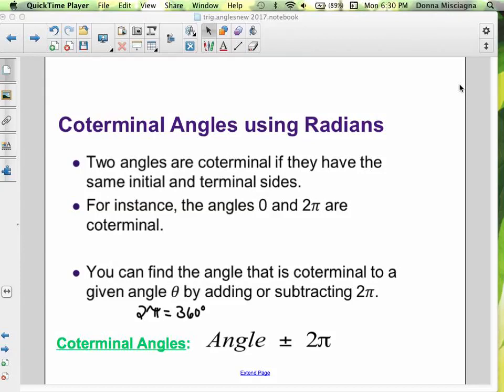Welcome back to coterminal angles. This time we're going to be using radians. And I did give you a note sheet for coterminal angles for radians. I gave you one for reference triangles and one for coterminal angles. But that's okay. We wanted to use it all for the radians.